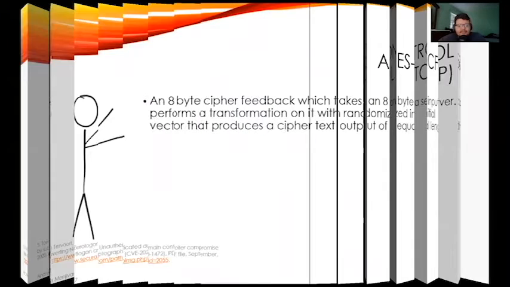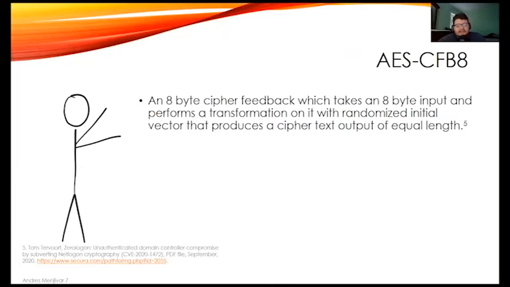The last term that we're going to go over is our encryption process. This is AES-CFB8, which is an 8-bit cipher feedback. This takes an 8-byte input and performs a transformation on it with a randomized initial vector, and then produces a ciphertext of equal length. Our general assumption is that an attacker that does not know this initial vector will not be able to calculate or guess the correct matching output with the specified input. And this allows for this initial vector to be a form of session key or authentication on the user's behalf.